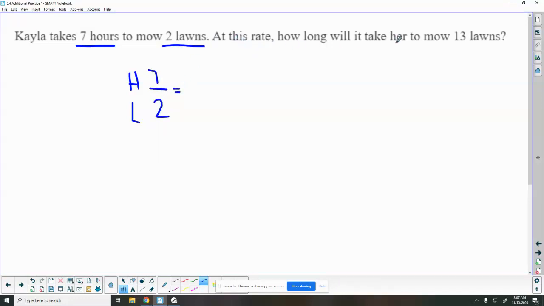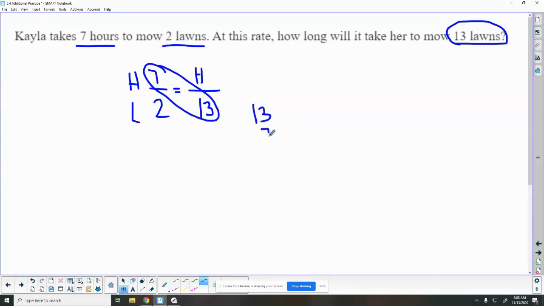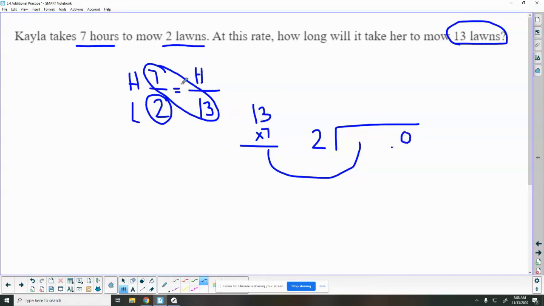At this same rate, how long will it take her to mow 13 lawns? So that's a lawn, so it's going to go on the bottom. So I'm looking for the hours it will take her to do that. So I come here and I'm going to do 7 times 13. So 13 times 7, and that number is going to go inside your division box. And our leftover number is 2, so we're going to divide by 2. I know that this number is not going to be even here, so you might need to add a decimal and a 0 to see how many hours it will take her.